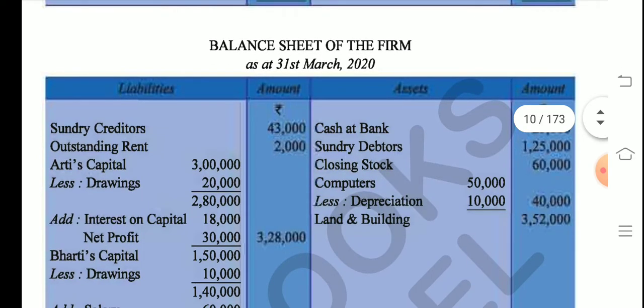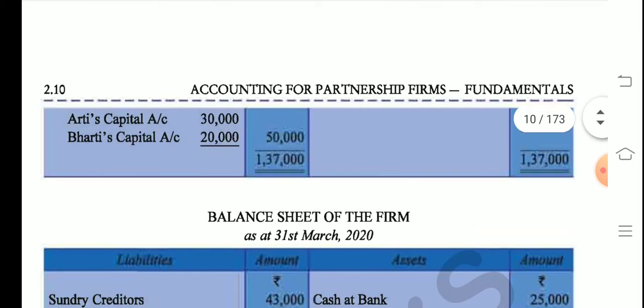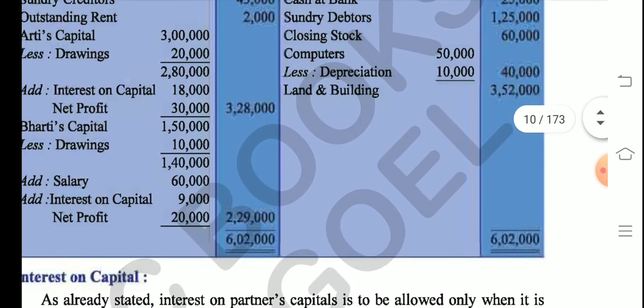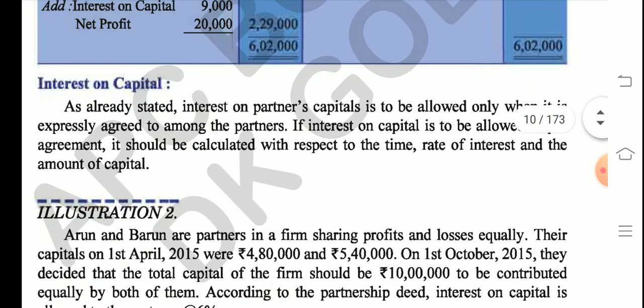You already know how to draw a balance sheet, so this is not very important. So out of this question you just need to understand how a profit and loss appropriation account is drawn. So in the next point, here is how to calculate interest on capital.